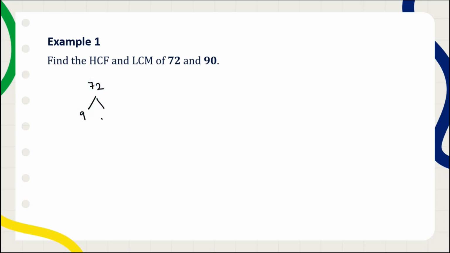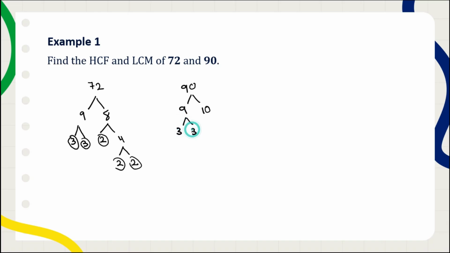72 can be written as 9 by 8. Both of them are composite numbers. 8 can be written as 2 by 4. 2 is a prime number while 4 is a composite number, and 4 can be written as 2 by 2. Now these branches come to their end because they end each with a prime factor. Now 9 can be written as 3 by 3. Now 90 can be written as 9 by 10, and 9 can be written as 3 by 3. Both are prime numbers, and 10 is 2 by 5, and also they are prime numbers.